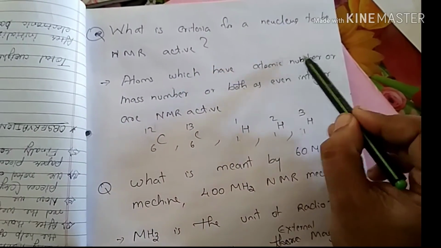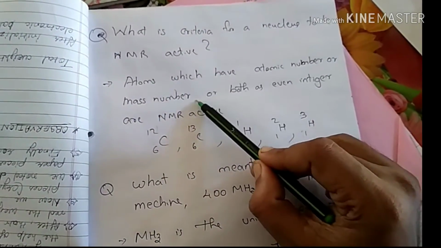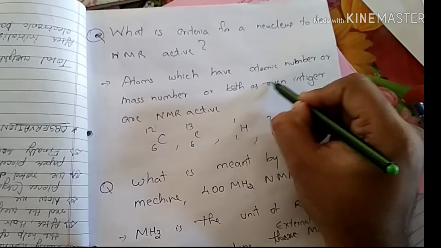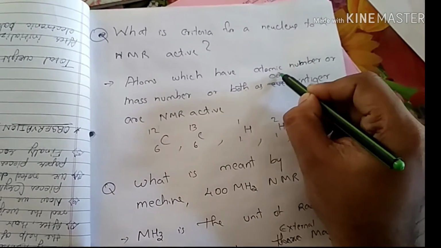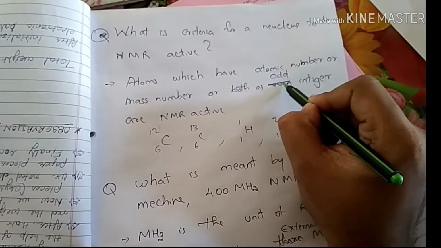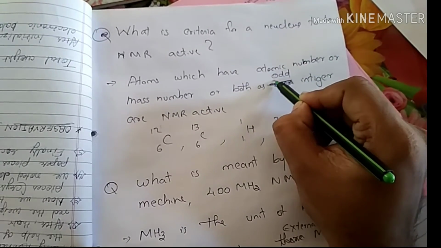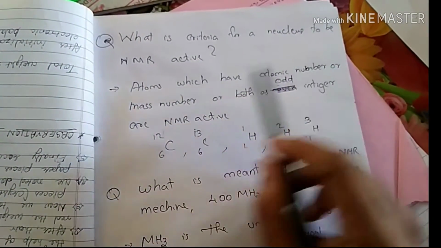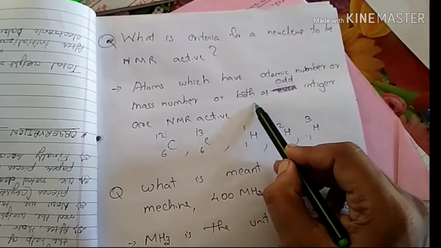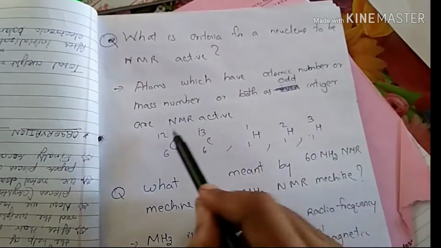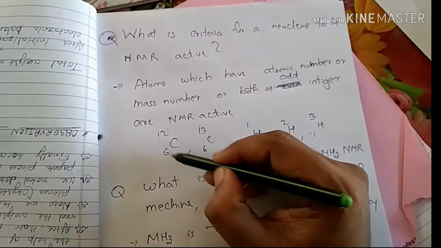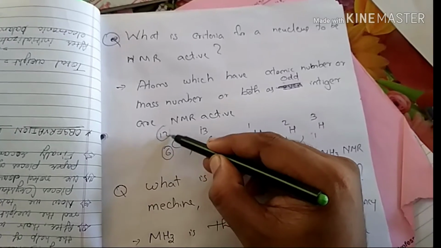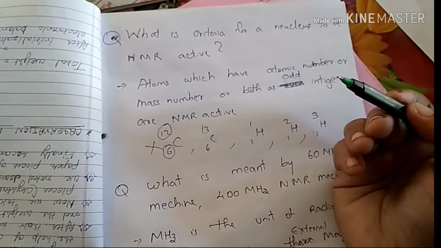So there are three conditions. Atomic number can be odd, mass number can be odd, or both can be odd, not even. Remember, I have removed this even and written odd. For NMR active, the condition is odd. Atoms which have atomic number or mass number or both odd integers are NMR active. For example, here atomic number is not odd, it is even, and mass number is not odd, it is even. This is not NMR active.